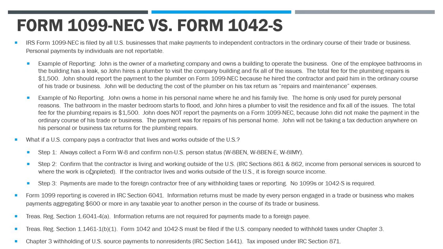So get that W-8 first. The second piece here is to confirm that the contractor actually lives and works outside of the U.S. and they're not a U.S. person. And here's why this is important.